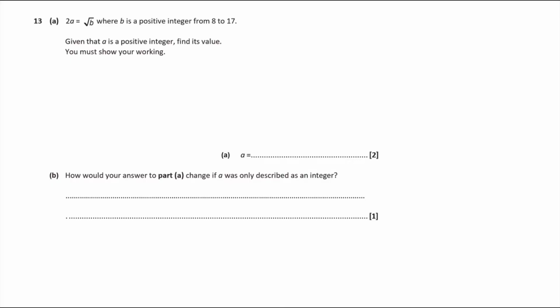Okay, so we know that b lies between 8 and 17, and if I square root it and get a positive integer, then what we're looking for is b as a square number, isn't it? So what are the square numbers between 8 and 17? There are only 2. 9 is a square number and 16 is a square number. So there are 2 possible candidates for b. The square root of 9 is 3 and the square root of 16 is 4.